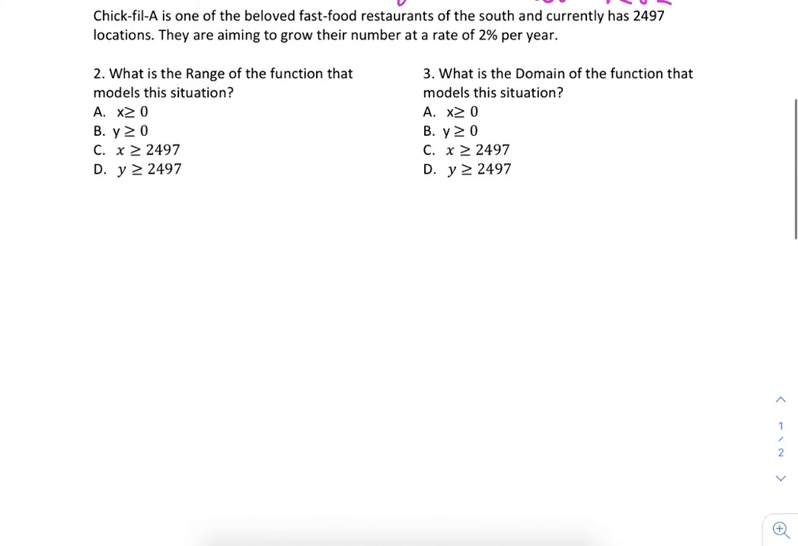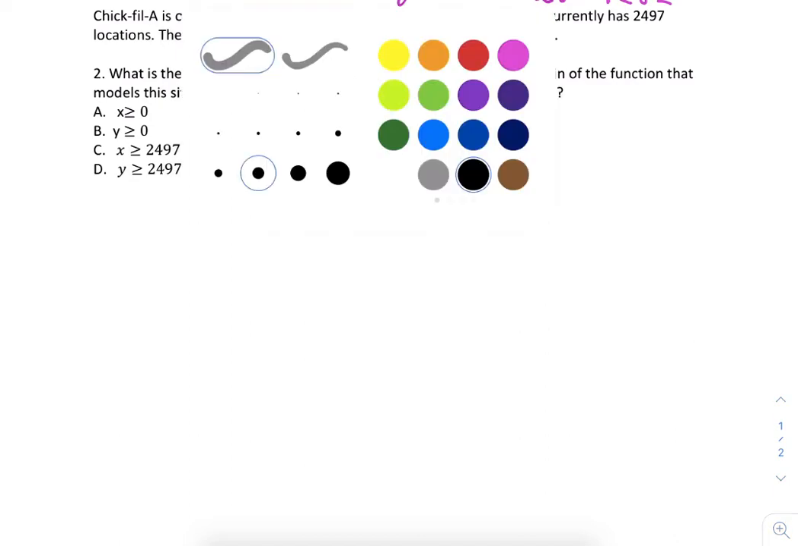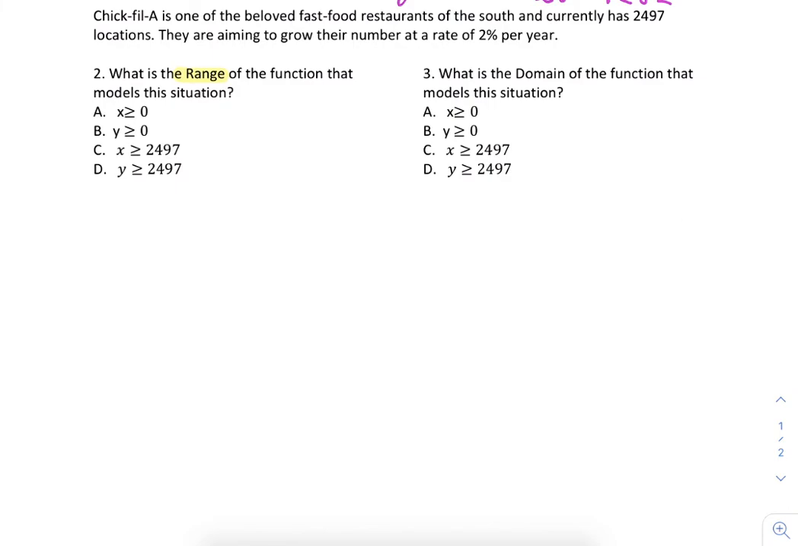All right, so for the next two, it says Chick-fil-A is one of the beloved fast food restaurants of the South and currently has 2,497 locations. They're aiming to grow their store at a rate of 2% per year. Okay, what is the range of the function that models the situation? That's going to be my question on number 2. And then what is the domain of the function that models this situation?